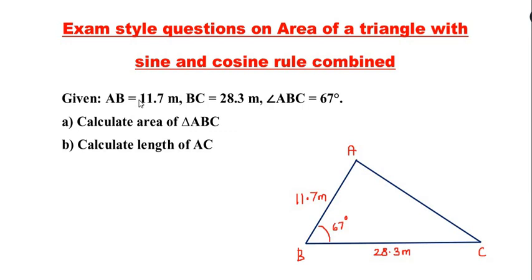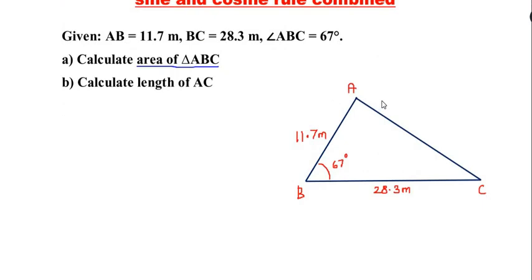Given AB is equal to 11.7 meters, BC equal to 28.3 meters, and angle ABC is 67 degrees. Calculate the area of triangle ABC. So if they have asked you to find the area of a triangle ABC, first we start by labeling the sides of the triangle.